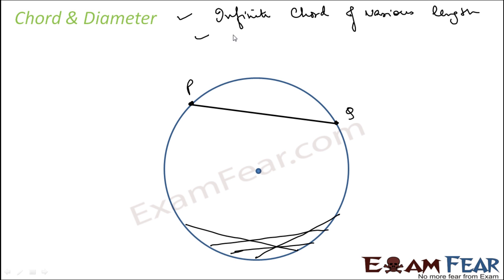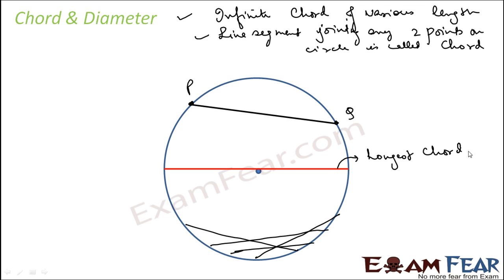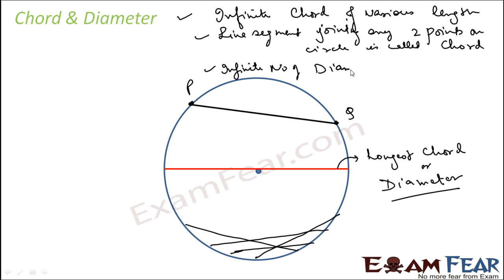So the definition: the line segment joining any 2 points on the circle is called a chord of the circle. Now if you want to find the longest chord, it will be the one which passes through the center. This chord is the longest chord, and it is also called the diameter. Special name for this: diameter. You can have an infinite number of diameters, but they will all have the same length.